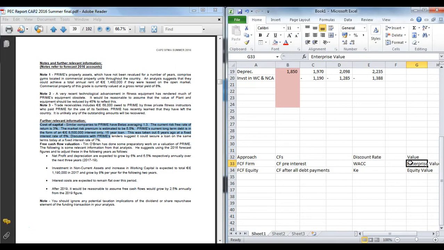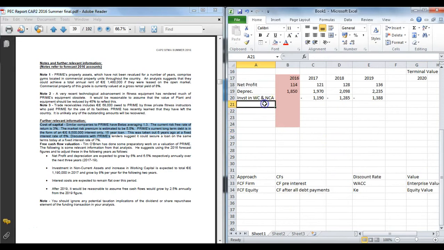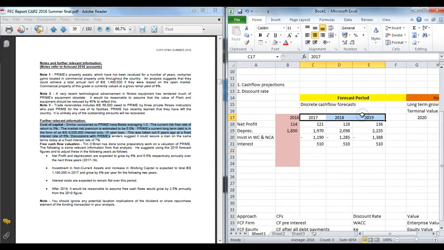It only appears every so often, but just watch out whether you're valuing the free cash flows to the firm, in which case you're getting an enterprise value, or whether you're valuing free cash flow to equity, in which case you're getting directly to the equity value, or the value of the equity shareholding. So in this case, we add back interest, and we're told interest is flat each year at 510, and we're adding it back. Right, so those are all the adjustments we need to make for the forecast period. We add them up.